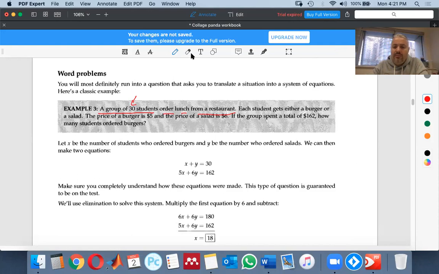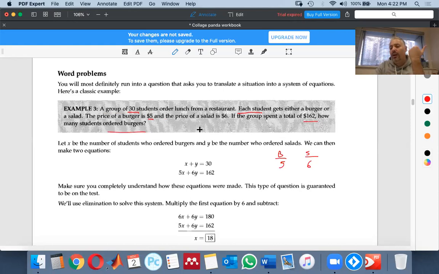Okay, let's go on. And this is 30. Let me underline. And then each student gets either a burger or a salad. The price of a burger is $5, and the salad is $6. If the group spends a total of $162, how many students order burgers?